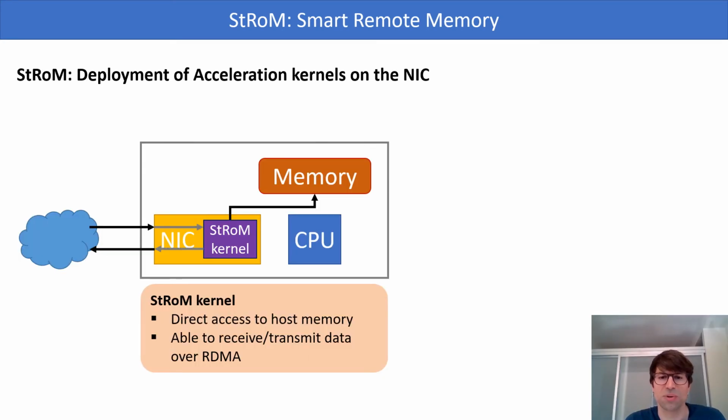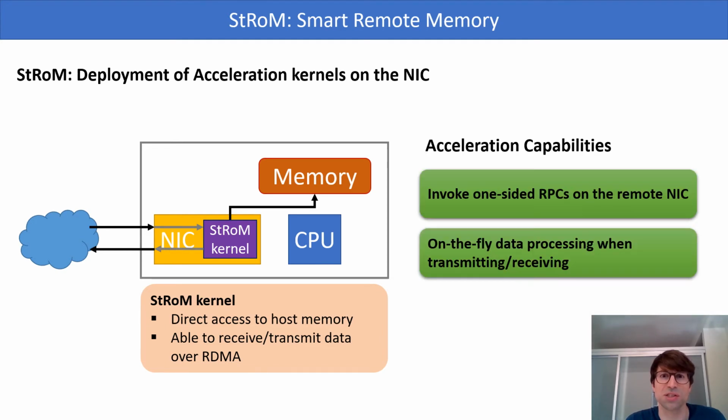StRoM addresses these drawbacks and allows the application to deploy acceleration kernels directly on the remote NIC. As we see on the illustration here, the StRoM kernel has direct access to the host memory to retrieve or store data. It can also receive and transmit data over the network using RDMA. Given these capabilities of the StRoM kernel, we can mainly accelerate two types of operations. The first one are RPCs that are deployed on the remote NIC and can be invoked as one-sided operations. Secondly, we can accelerate data processing when data is transmitted or received.